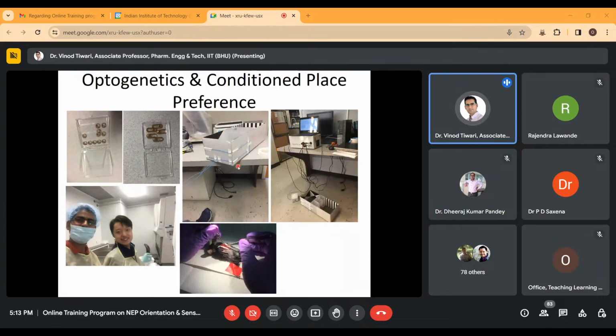So why is it done so? Basically, so that this chamber can be controlled with a certain light wavelength, and the other one not. Because you wanted to understand in which chamber the animal will spend more time, whether after activating the neuron or in the absence of activation of neurons. So this kind of experiment we have performed at that time.